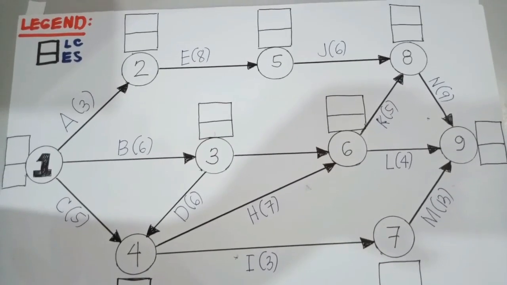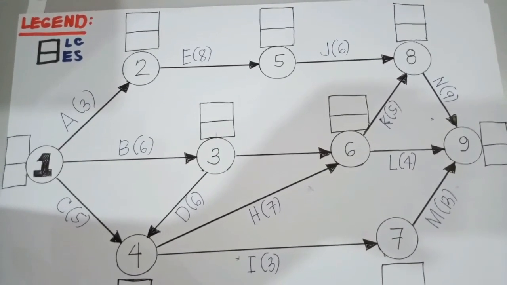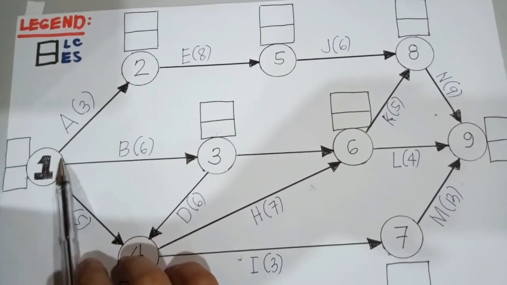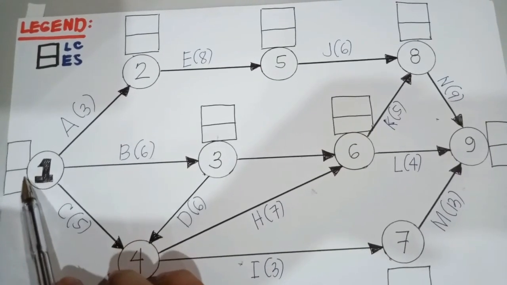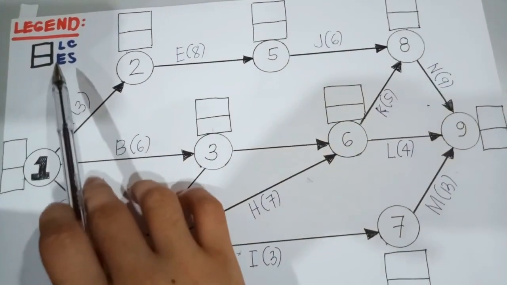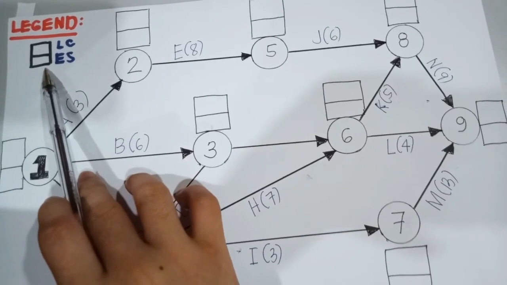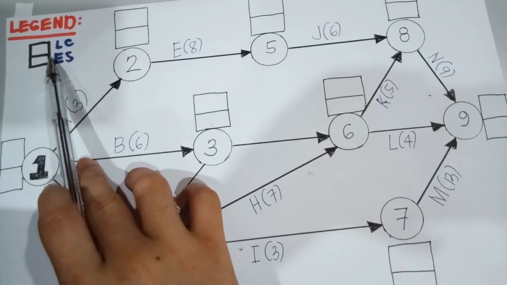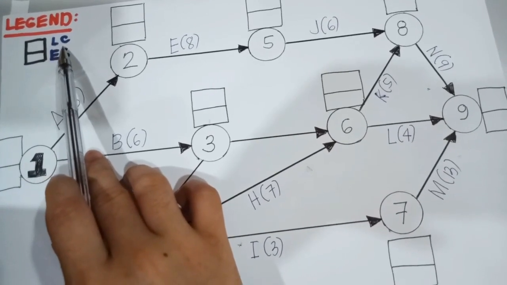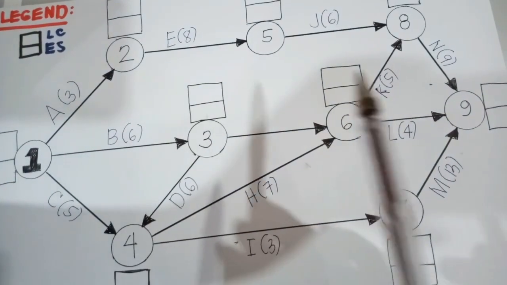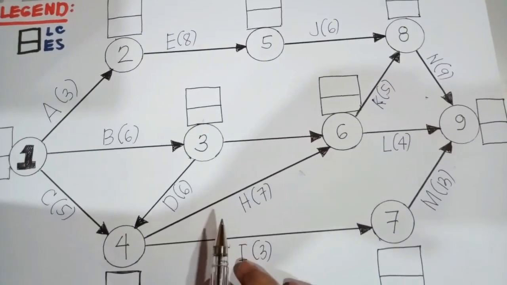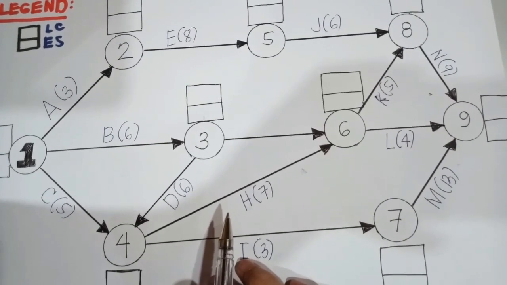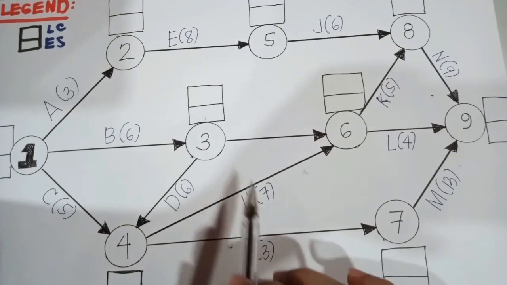As you can see in our network diagram, for each node we have 2 squares. For example, for node number 1, we have an upper square and a lower square. Please take note that the lower square serves as our earliest start time, and the upper square serves as our late completion time. Our goal here is to find the earliest start time and the latest completion time for each and every node.